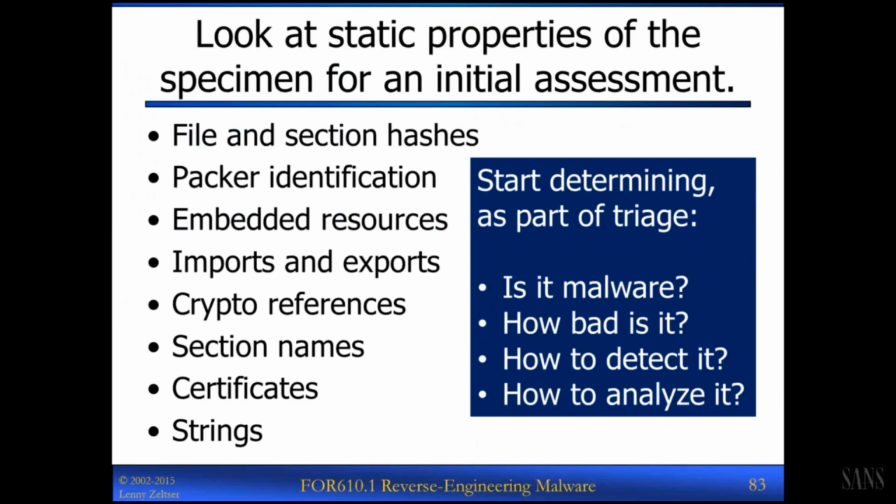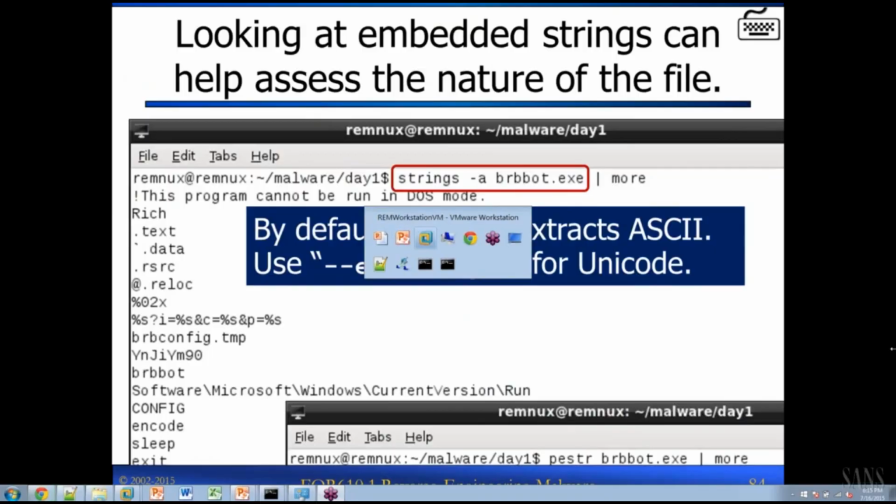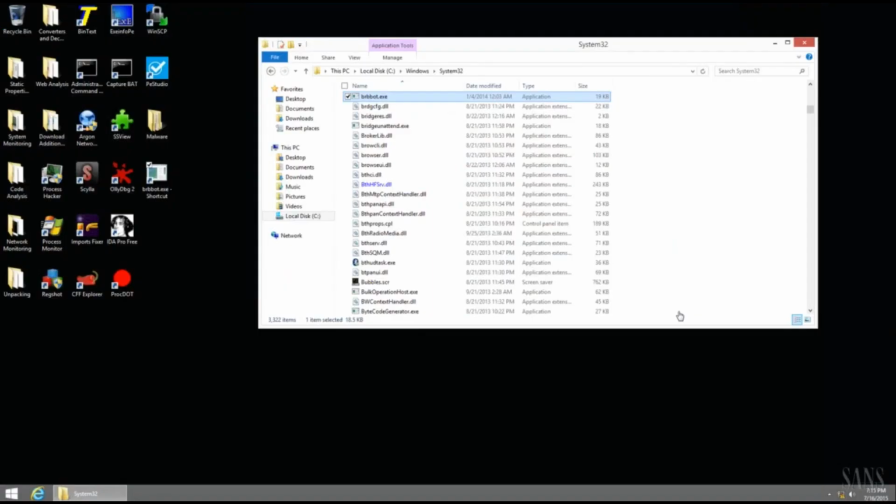So I'm going to go back to the demo here. Let me just make sure there aren't any questions. All right, looks like we're doing good so far. So what I'd like to do now is just demonstrate a few tools that you might be able to use for static analysis. I mentioned strings. Strings can be incredibly powerful for learning about a file.